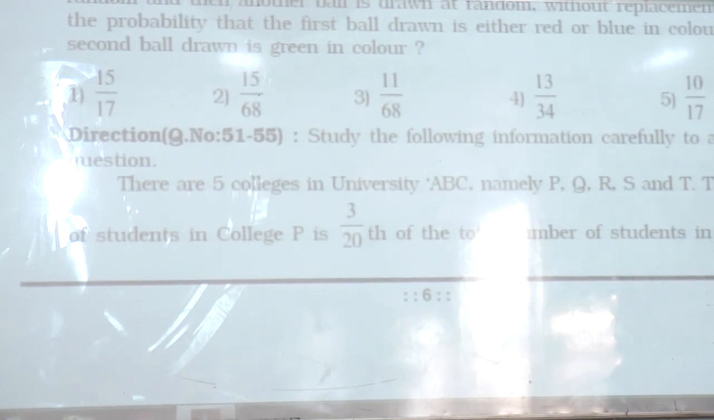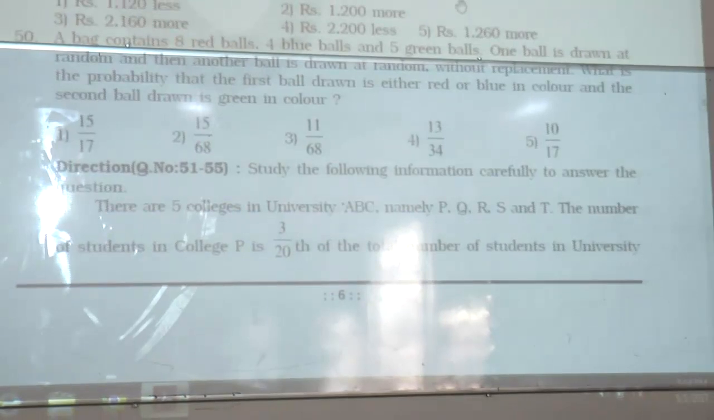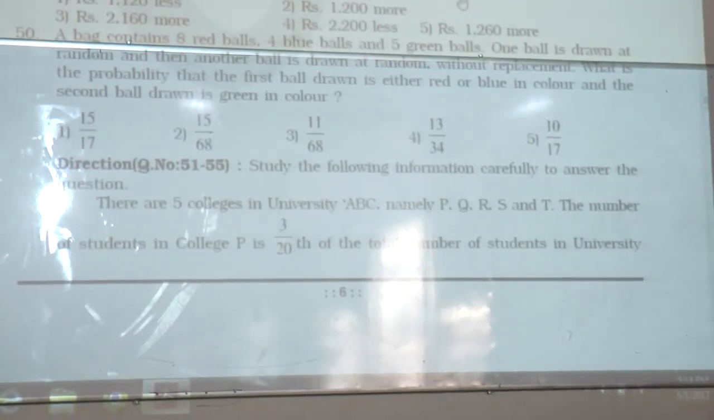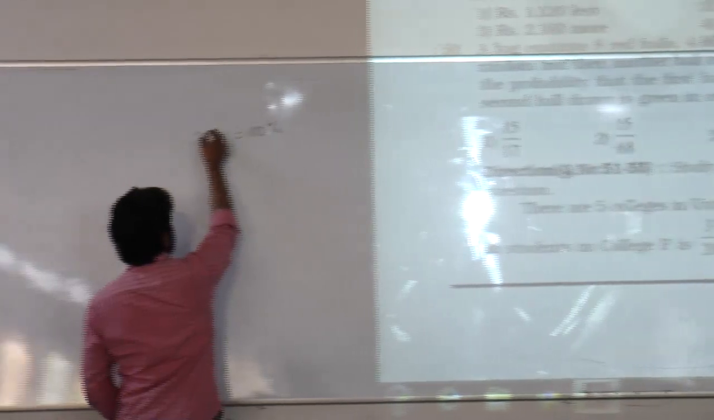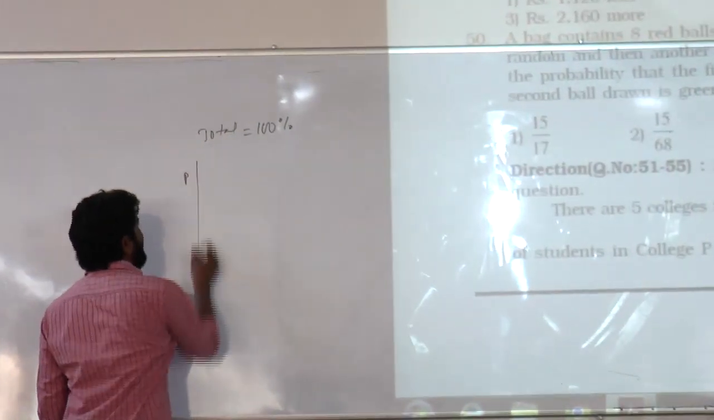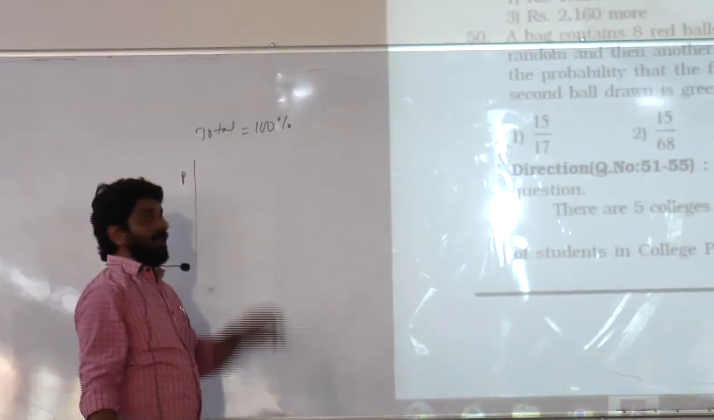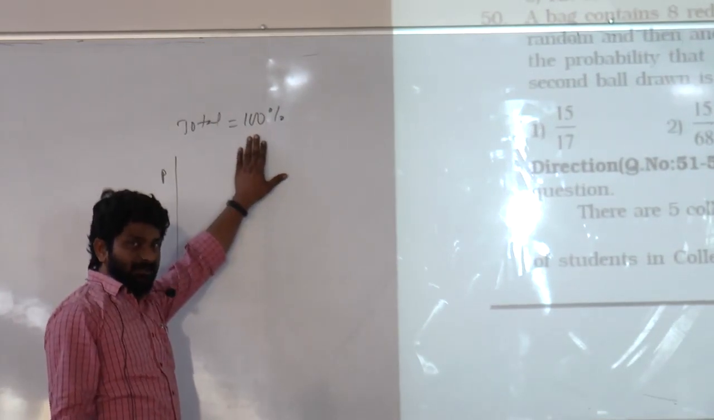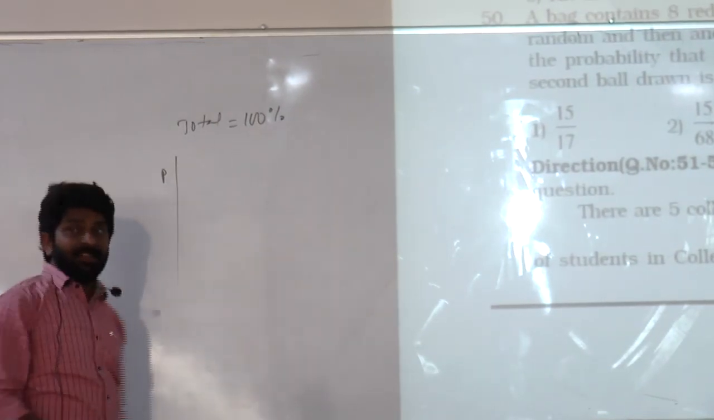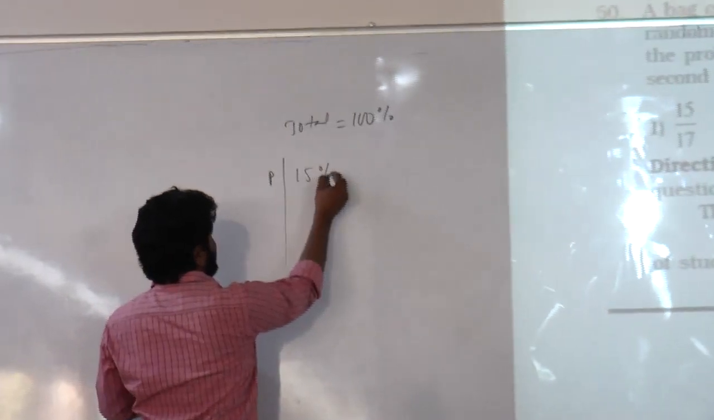51 to 55. There are 5 colleges in University ABC, namely P, Q, R, S, T. The number of students in college P is 3 by 20th of the total number of students in the university. So let the total number of students in the university be 100%. From P we have 3/20th. What about the 1/20th fractional part? 5%. 3/20th will be 15%.